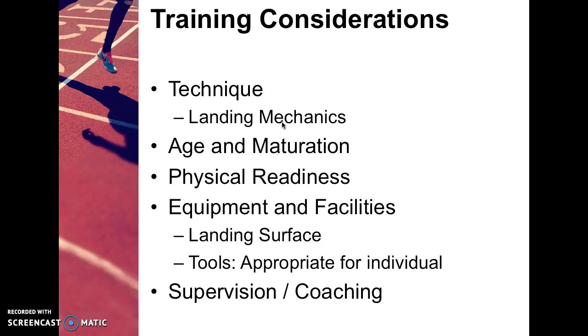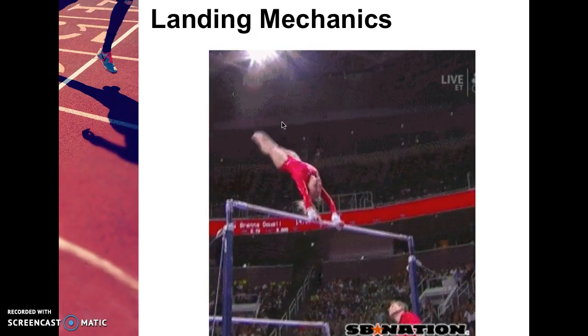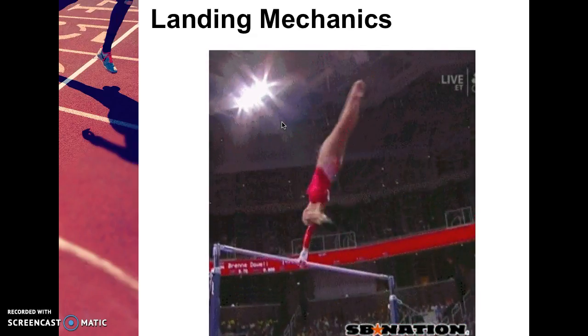Age and maturation. Look at their biological versus chronological age and also their training age. Their age might be 14, but they could have 2 years of training, right? So they might have a higher training age. Physical readiness: are they prepared for what you're about to do to them physically in the realm of jumping? Equipment and facilities, again, landing surface. Supervision and coaching: always supervise.